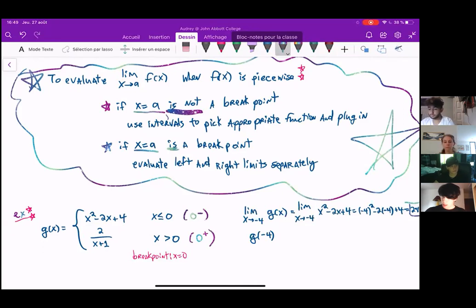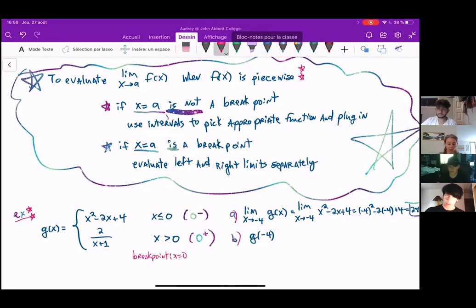Where'd you get the -4 from? Where did I get the -4 from? That's just the question I'm asking you. The question itself is the limit as x approaches -4. We can call this A. And then the next question is g of -4. So what's g of -4 going to be?